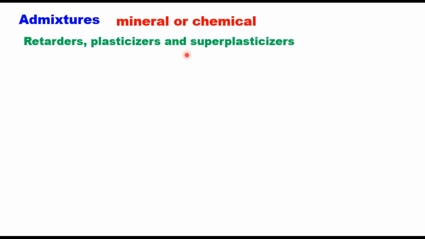Retarders are admixtures that slow down the setting time of concrete, giving more time for placing and finishing the concrete. They are useful in hot weather or when concrete is to be transported over long distances. The plasticizers are used to reduce the amount of water in concrete mix, and superplasticizers are used to increase the workability of concrete without increasing the water content.